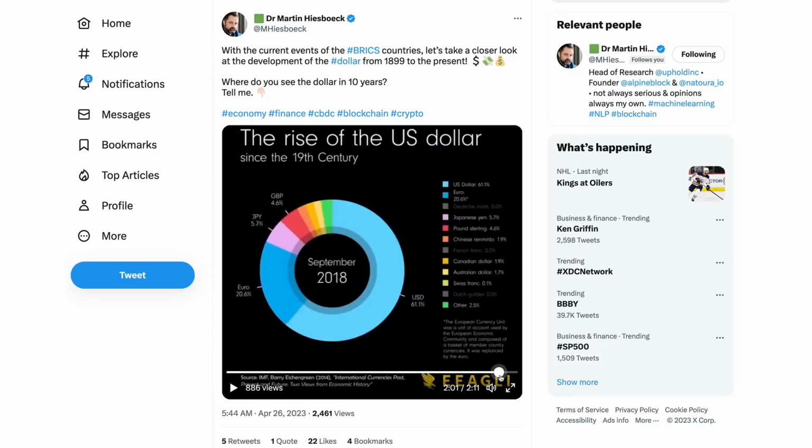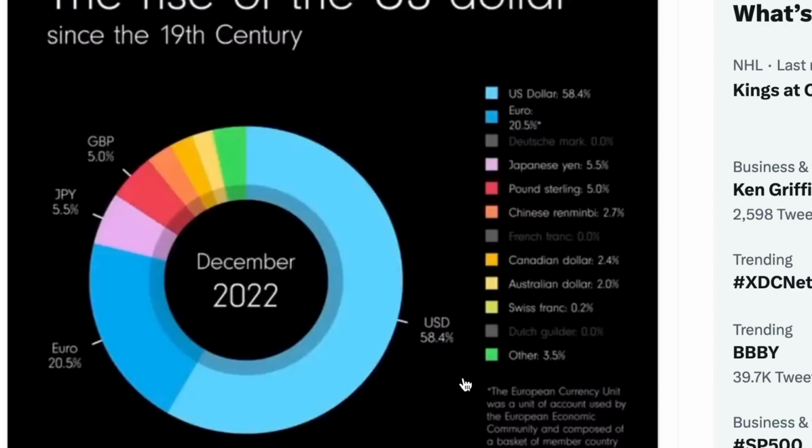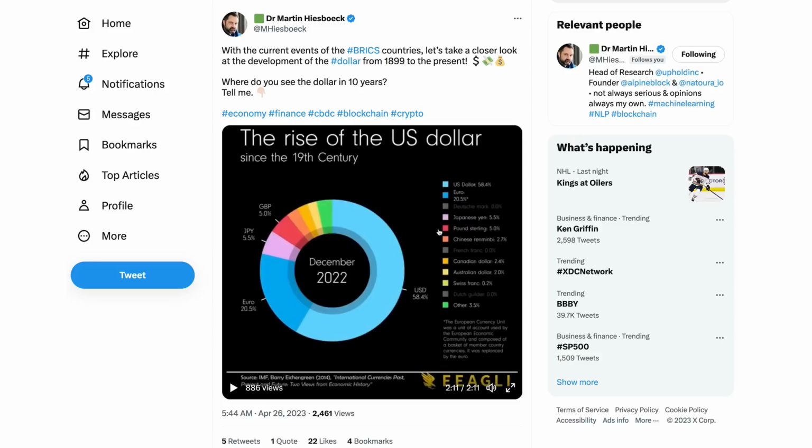And even here, if I scroll right back to the end, December 2022, you can see US dollar dominance still at 58.4%. Now, the euro has taken up some of that. We've got the Great British Pound here still at 5% and the Japanese yen at 5.5, along with some of these other currencies like the Swiss franc, the Australian dollar, the Canadian dollar, the Chinese renminbi at 2.7%. So that is one that we're going to be eyeing very, very closely over the coming years. All eyes on the Chinese renminbi and the Russian ruble for that matter, which is not even listed on this chart as of now. So where do you see the dollar in 10 years?